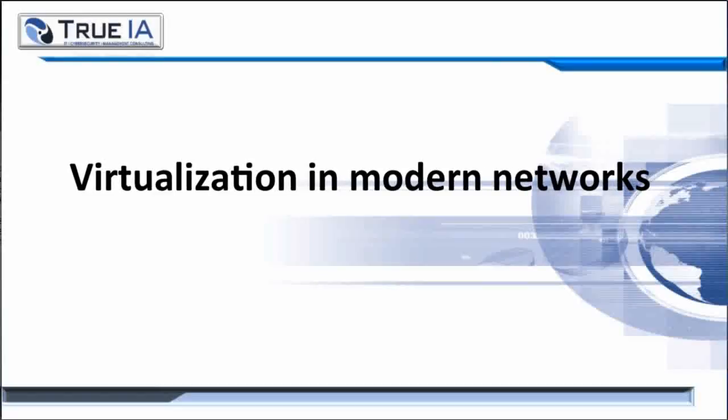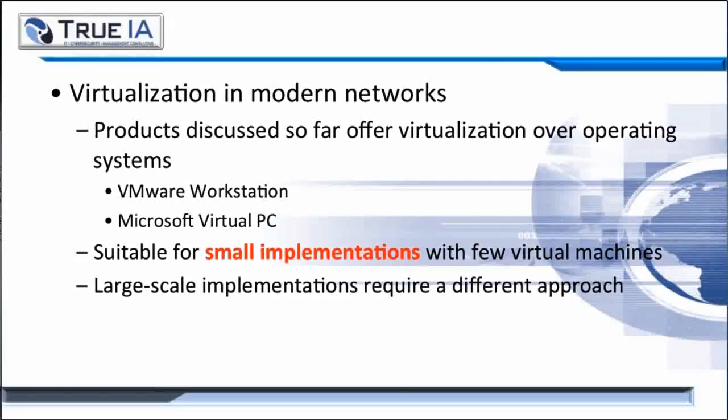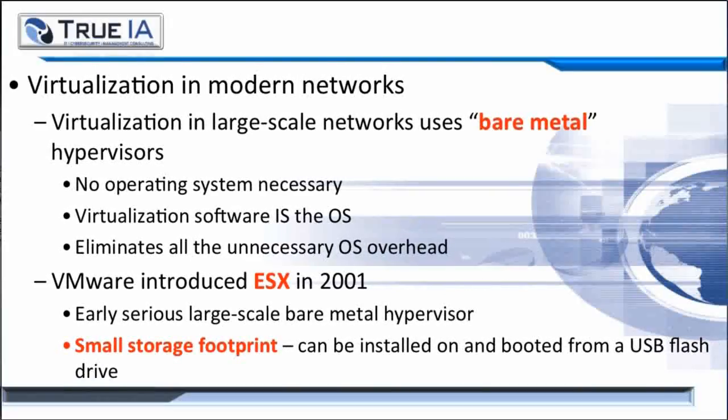So, what does virtualization look like in our modern networks? The products so far that you've seen are meant for small scale, small implementation, single computers or laptops, not really suitable for large scale implementation. For that, we need to take a different approach. That is where we come into bare metal supervisors. There's no operating system necessary. The virtualization software is the operating system.